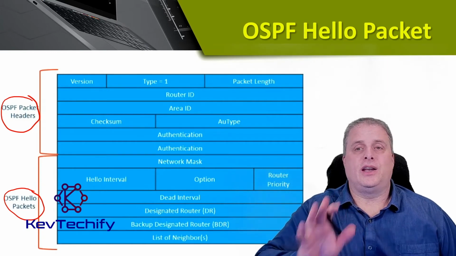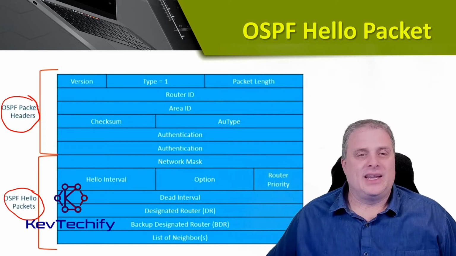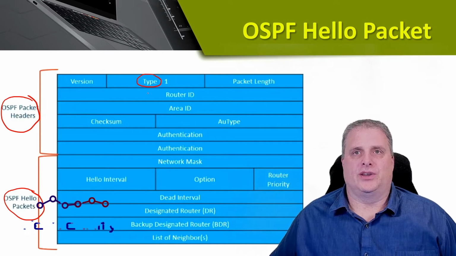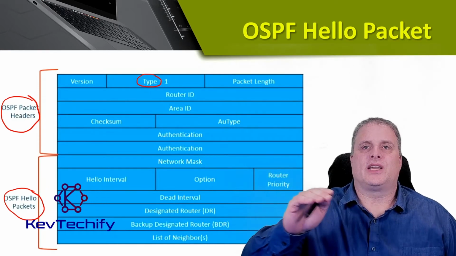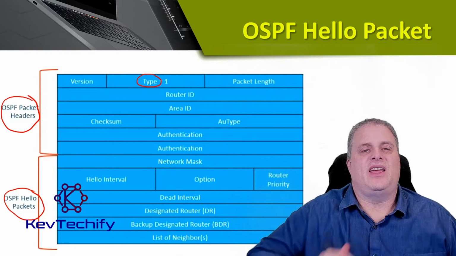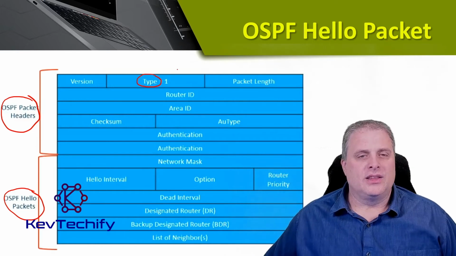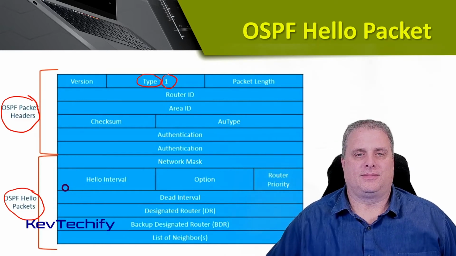First field to look at here in our OSPF hello packet, up in the OSPF packet header, is the type. And that's the type of OSPF message. That's that hello type, that database descriptor, the DBD, or the LSR, a link state request, or the LSU, the link state update, or even that link state acknowledgement. Here, this is a 1, saying this is going to be a hello packet.